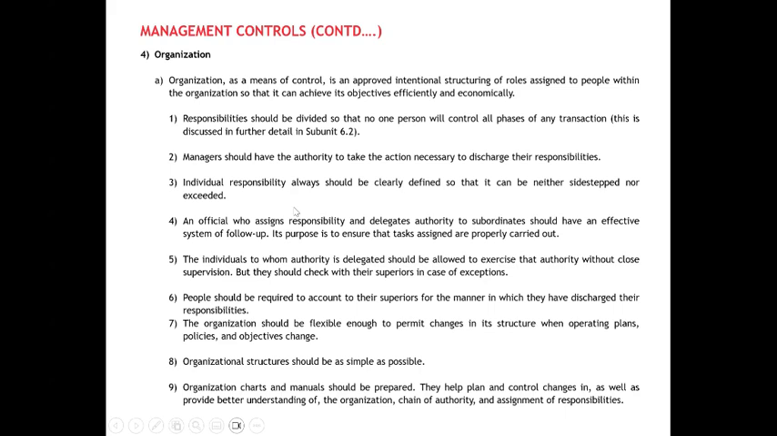Individual responsibility should be clearly defined. This, number 3, is about accountability. Sometimes when frauds happen, no one is accountable, then we have an issue. An official who assigns responsibility and delegates authority should have an effective system of follow-up. That's about supervision. Number 4.